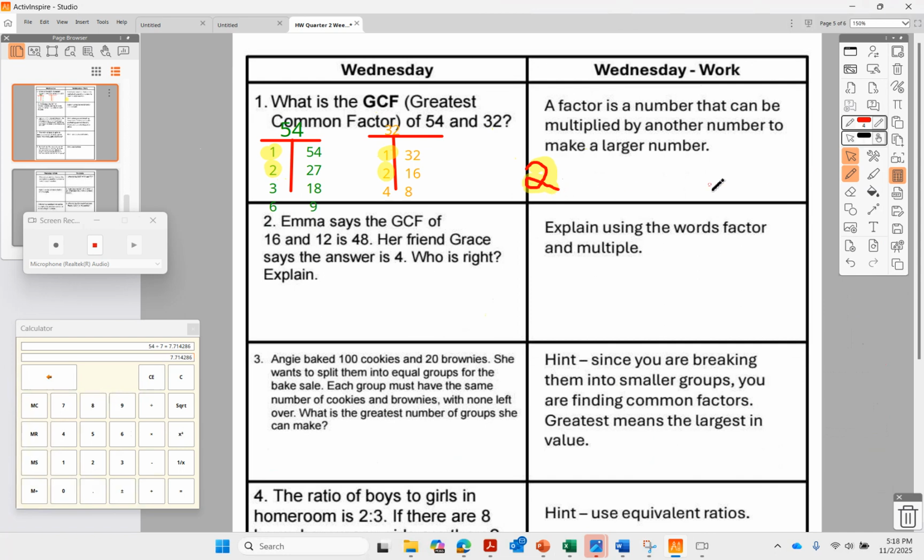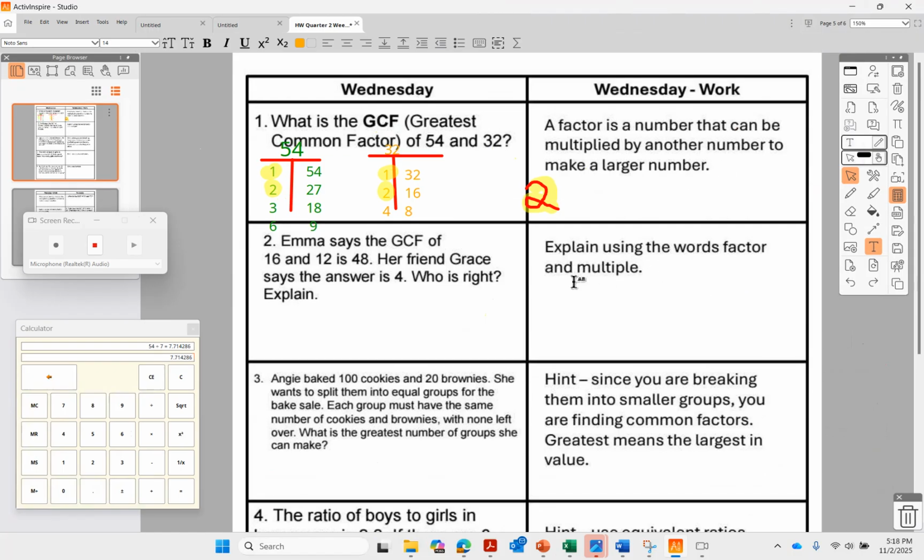Emma says the GCF of 16 and 12 is 48. Her friend Grace says it's 4. Well, right away, it can't be 48 because 48 is a multiple of 16 and 12. Now, let's see if 4 is actually correct. Let's just check it. I think it is, but let's make sure.